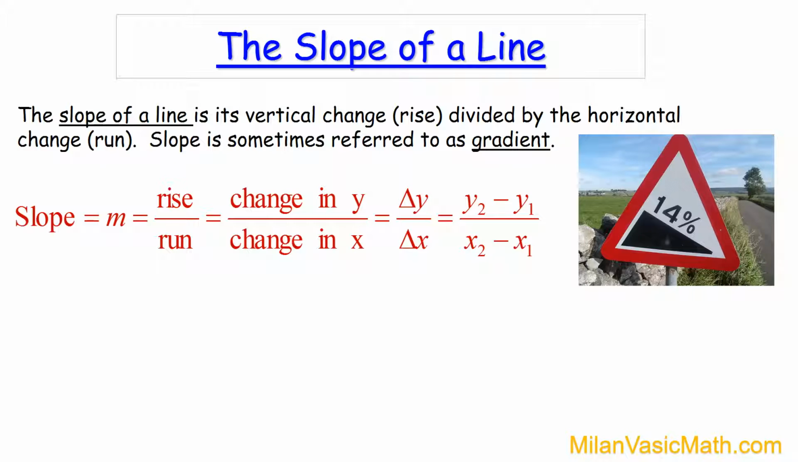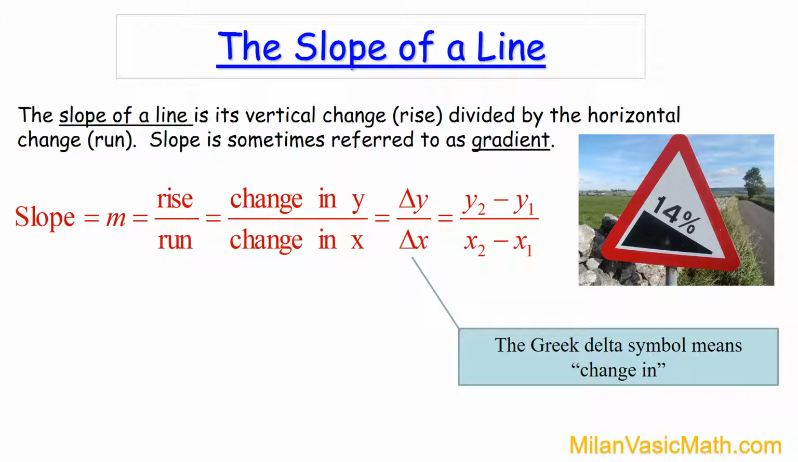These are all the ways to express slope. The variable m is used. Slope could be rise over run, change in y divided by change in x, delta y over delta x. The delta symbol means change in. It's that triangle there. And y2 minus y1 divided by x2 minus x1.